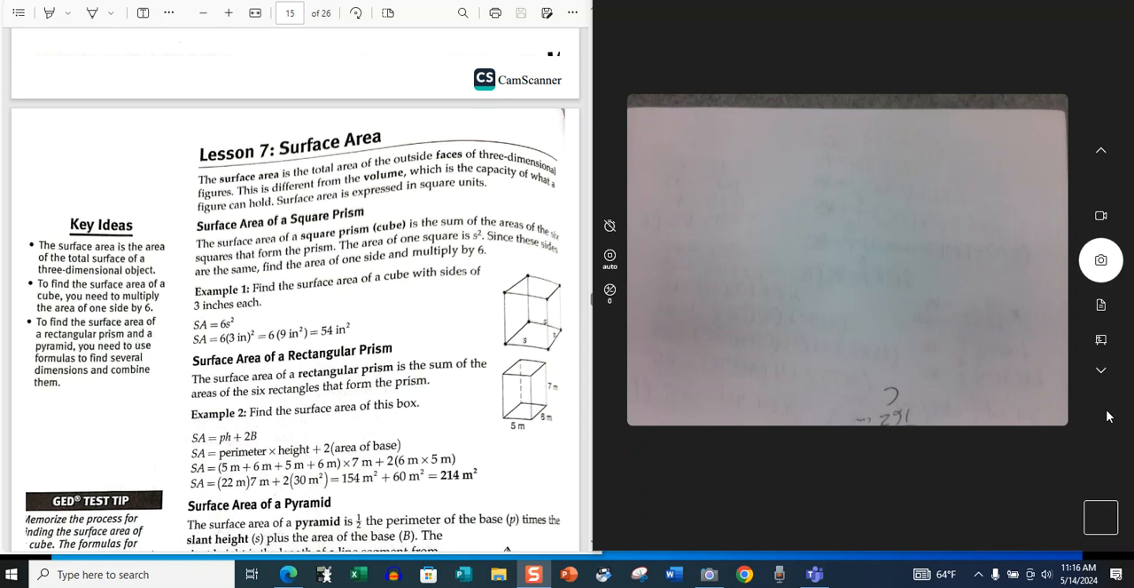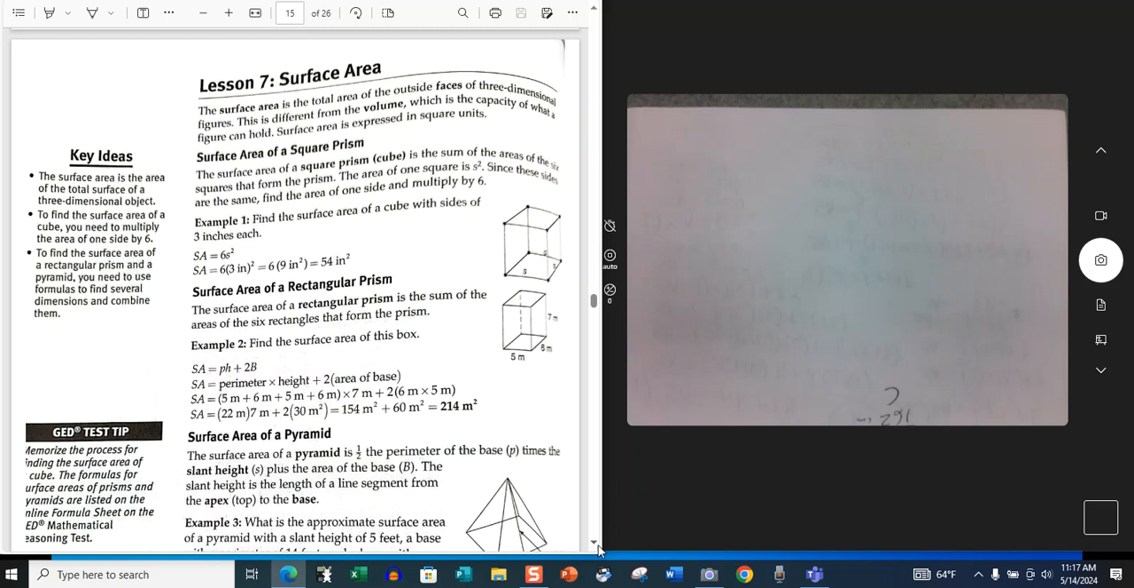Hello class, we're about to start the first part of lesson 7, and it says surface area. Now the surface area is the total area of the outside faces of three-dimensional figures. This is different from the volume, which is the capacity of what a figure can hold. Surface area is expressed in square units.